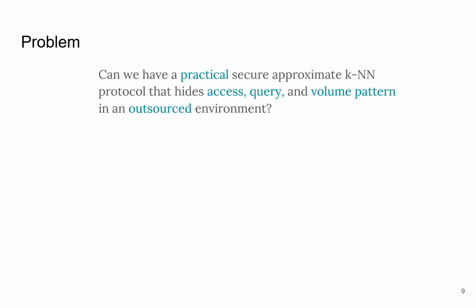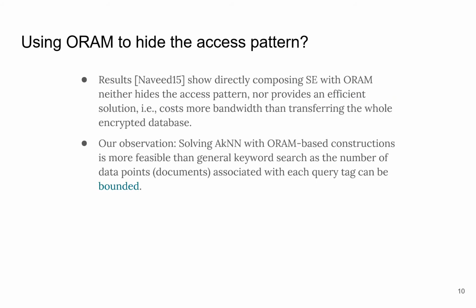Can we have a practical secure approximate kNN protocol that hides access, query, and volume patterns in an outsourced environment? Because we are dealing with hiding the access pattern, and it's well known that oblivious RAM hides that, can we use ORAM in a straightforward manner? The bad news is that Naveed in 2015 showed that if some of the keywords match all the documents, then it leads to inefficiency. Namely, for a single keyword search, it costs more bandwidth than transferring the whole encrypted database.